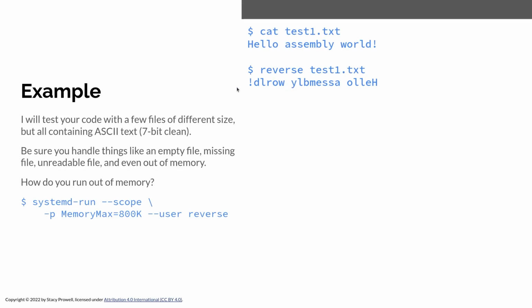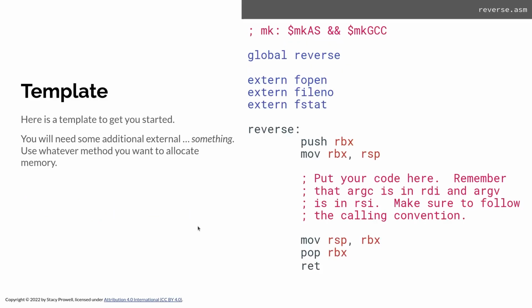I will test your code with some files. It'll all be 7-bit clean ASCII. Just reverse the bytes. Be sure you can handle an empty file, a missing file, an unreadable file, and handle running out of memory. How can you force yourself to run out of memory? This will do it. systemd-run --scope -p MemoryMax=800K --user reverse. This will run reverse, but it will run it with a lot less memory. Here's a template to get you started, and that's it.